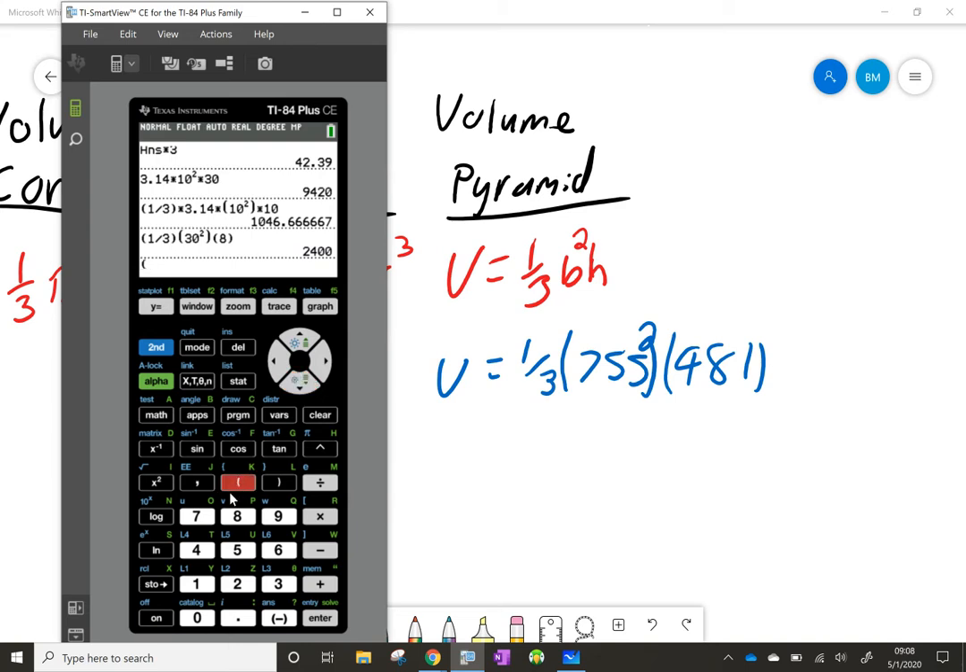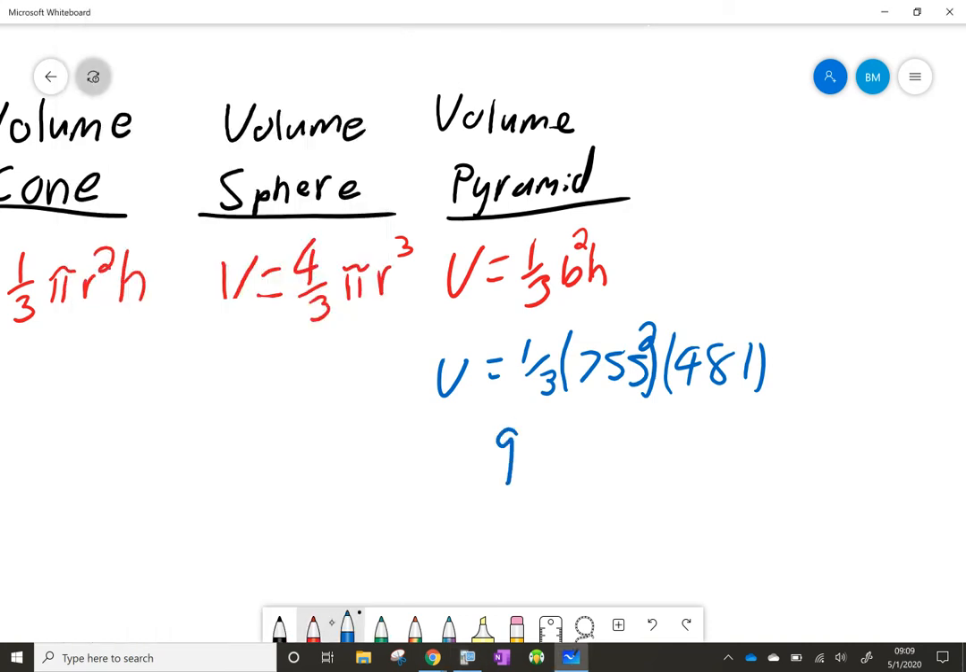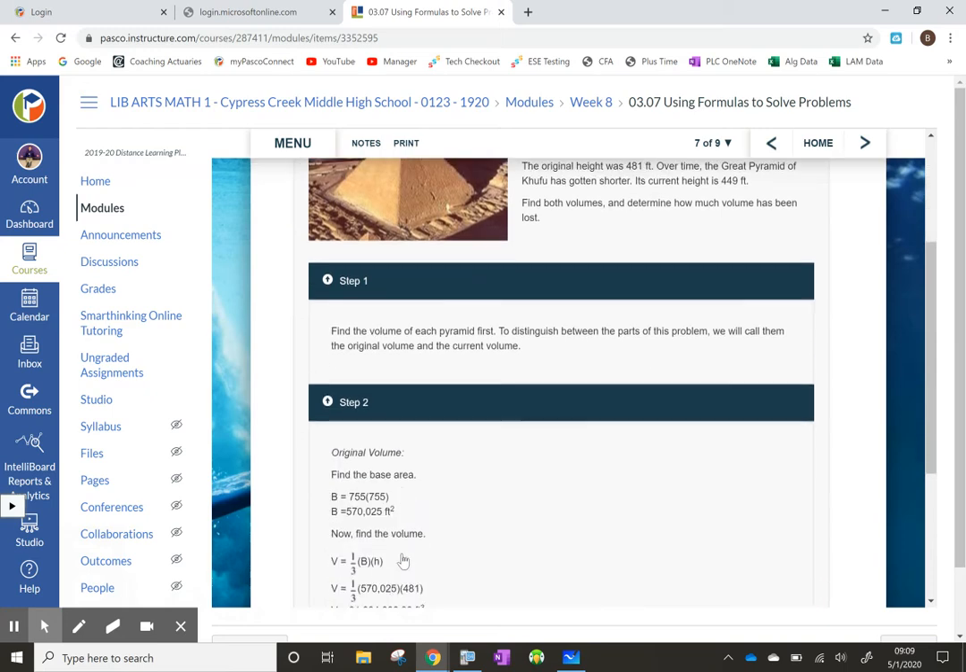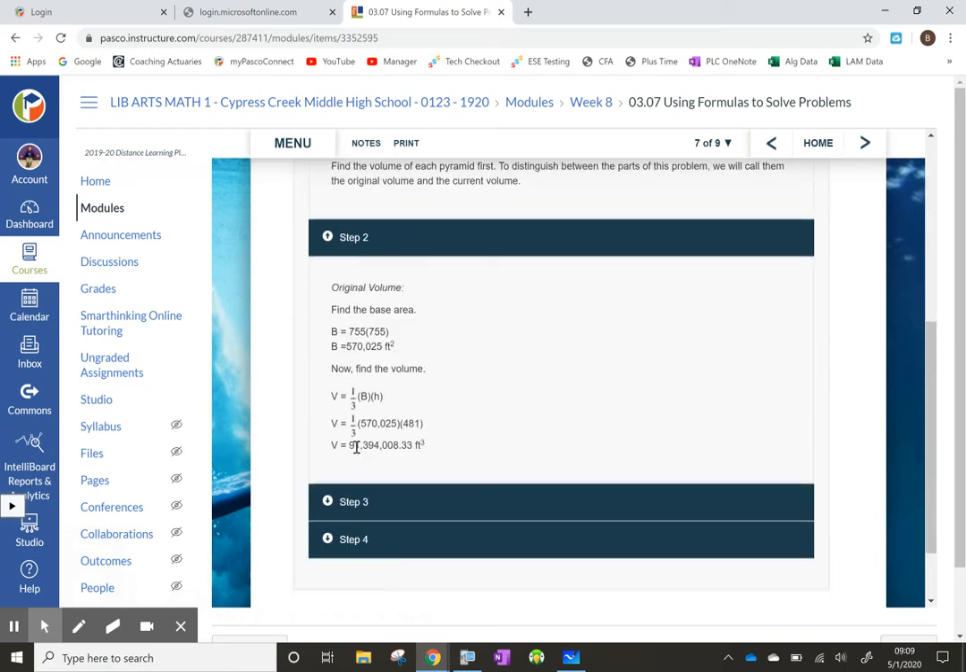So again, we'll type in parentheses 1 divided by 3 times the 755 squared. Don't forget the squared. And then times 481. I can only imagine how big this number is going to be. Okay, really, really big. I can't see them all at the same time. Does it even show it up here? Yeah. Okay.